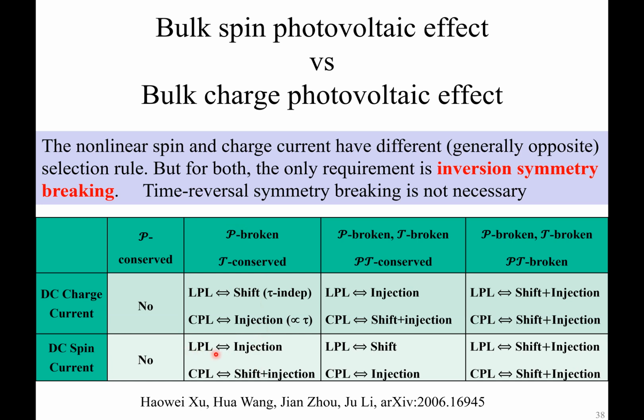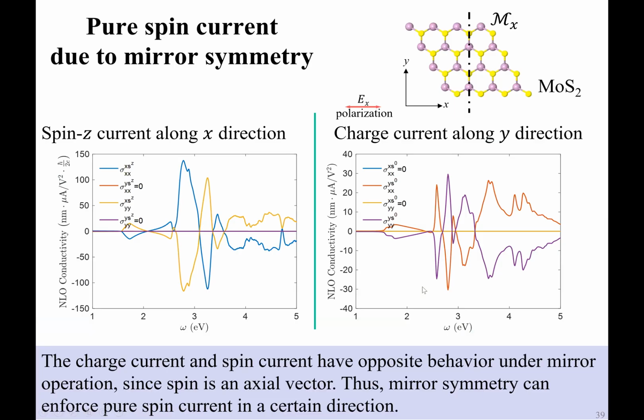Under a linearly polarized light, you're going to have the injection current, which is proportional to the relaxation time, and under circularly polarized light, you're going to have both shift and injection. And so we have this pretty different selection rule for the BSPV effect. And it also behaves very differently, the charge and spin current, when you have a mirror symmetry.